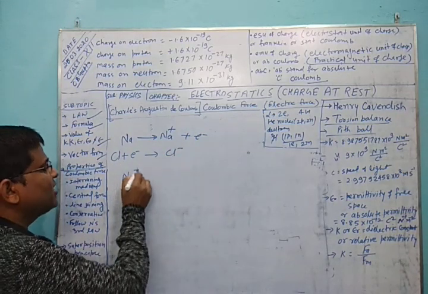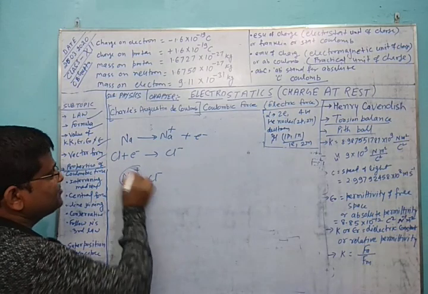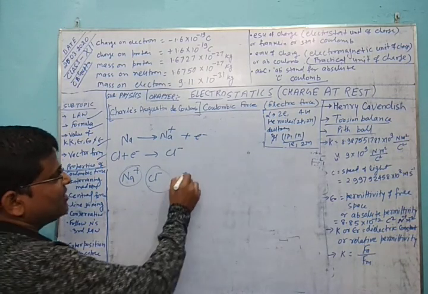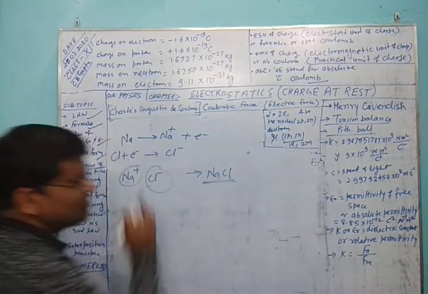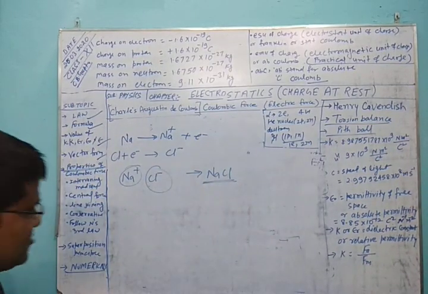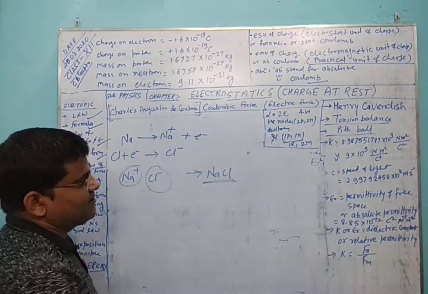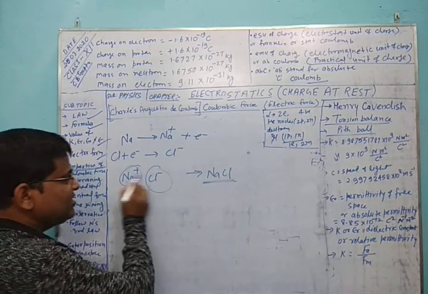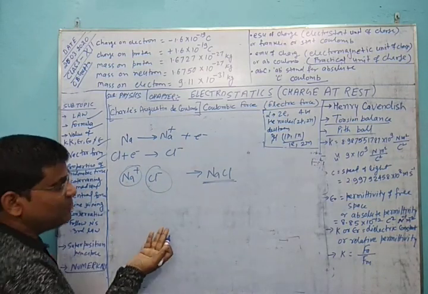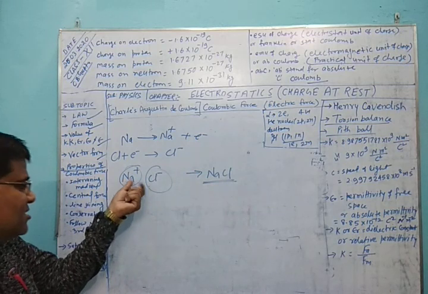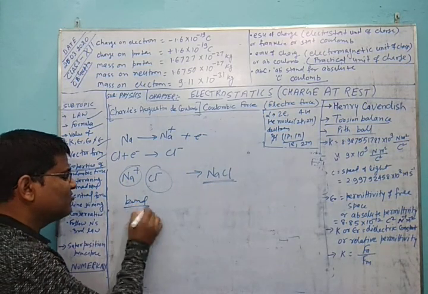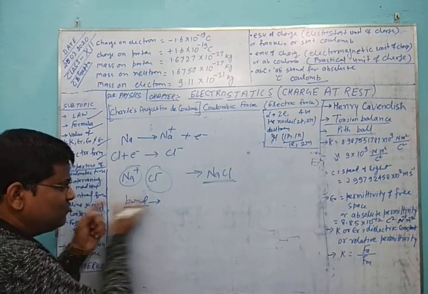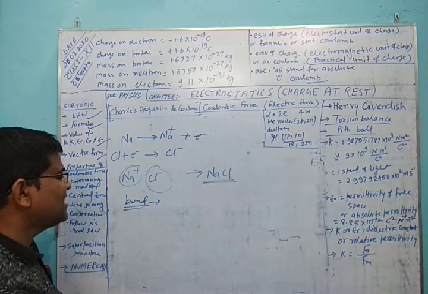When sodium ion and chlorine ion are kept closer, a compound is formed, NaCl, sodium chloride, which is common salt, because this is an ionic compound. Why is it an ionic compound? Ionic compound means the force, the bond. What is a bond? Bond is the attraction force between two oppositely charged particles.